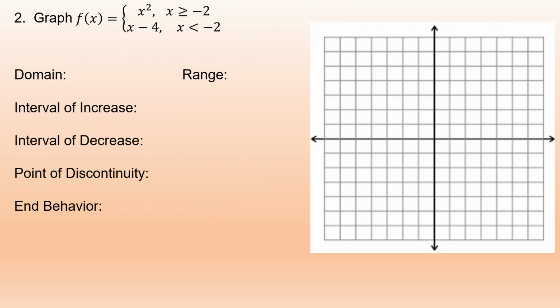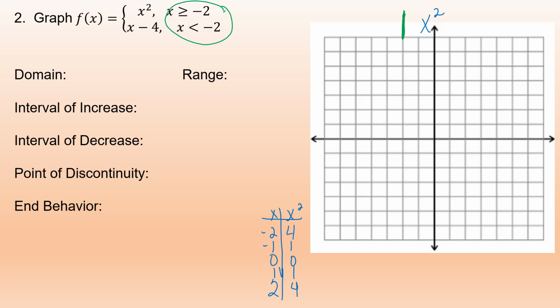Number 2, f of x is x squared, where x is greater than or equal to -2, and x minus 4, where x is less than -2. So at x equaling -2, that is the split of my graph. That's where my function is going to be discontinuous. I'm going to graph the x squared function to the right. So let's get some points there at -2, -1, 0, 1. When I put those values in and square them, the corresponding y values are 4, 1, 0, and 1. If I picked 2, then I would end at a 4.